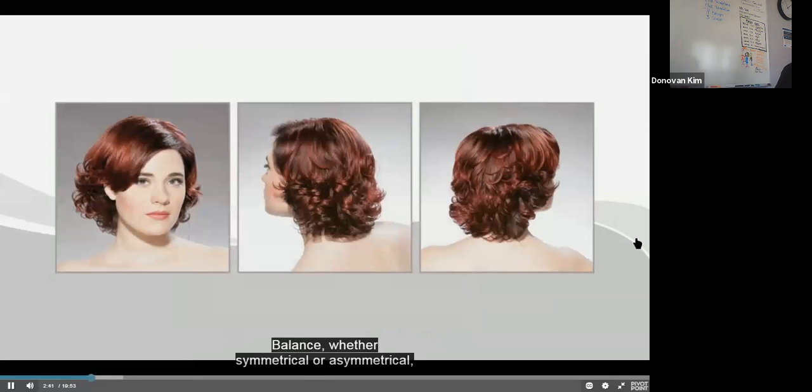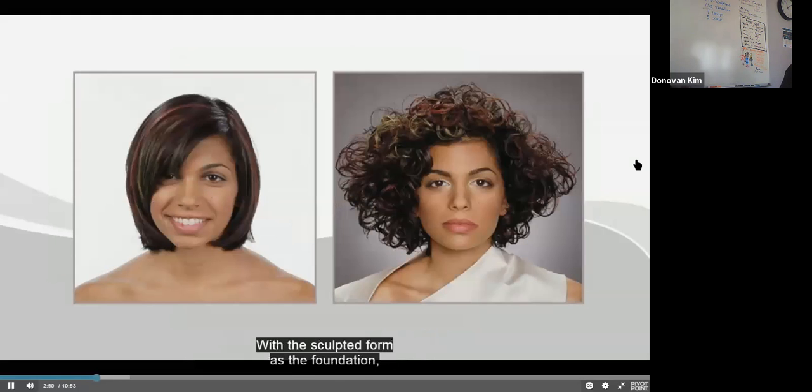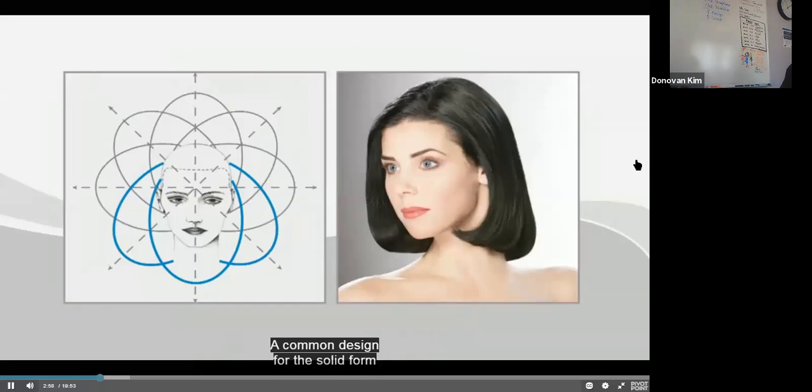Balance, whether symmetrical or asymmetrical, plays an integral part in the dynamics of a design and must be analyzed from all angles as well. With the sculpted form as the foundation, hair design allows you to subtly or drastically alter the shape of the form. A common design for the solid form is accentuating the perimeter weight area.